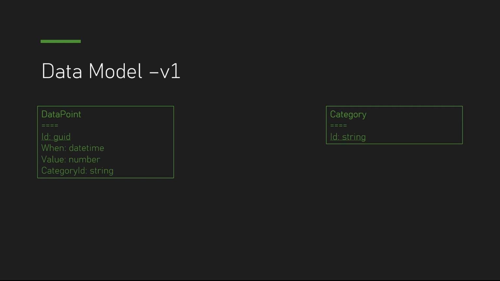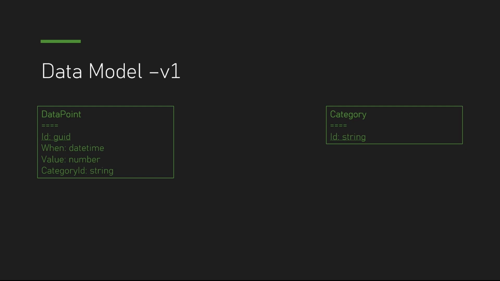There are 2 types of data that are going to be stored: data point and category. For a data point, it will be uniquely identified by ID. The data point records when and what's the value. At this moment, category only has one field, that is the ID, that happens to be the name of the category. Here, I picked the naming string as the ID for category on purpose, and I'll get back to it later. For now, let's complete the model.